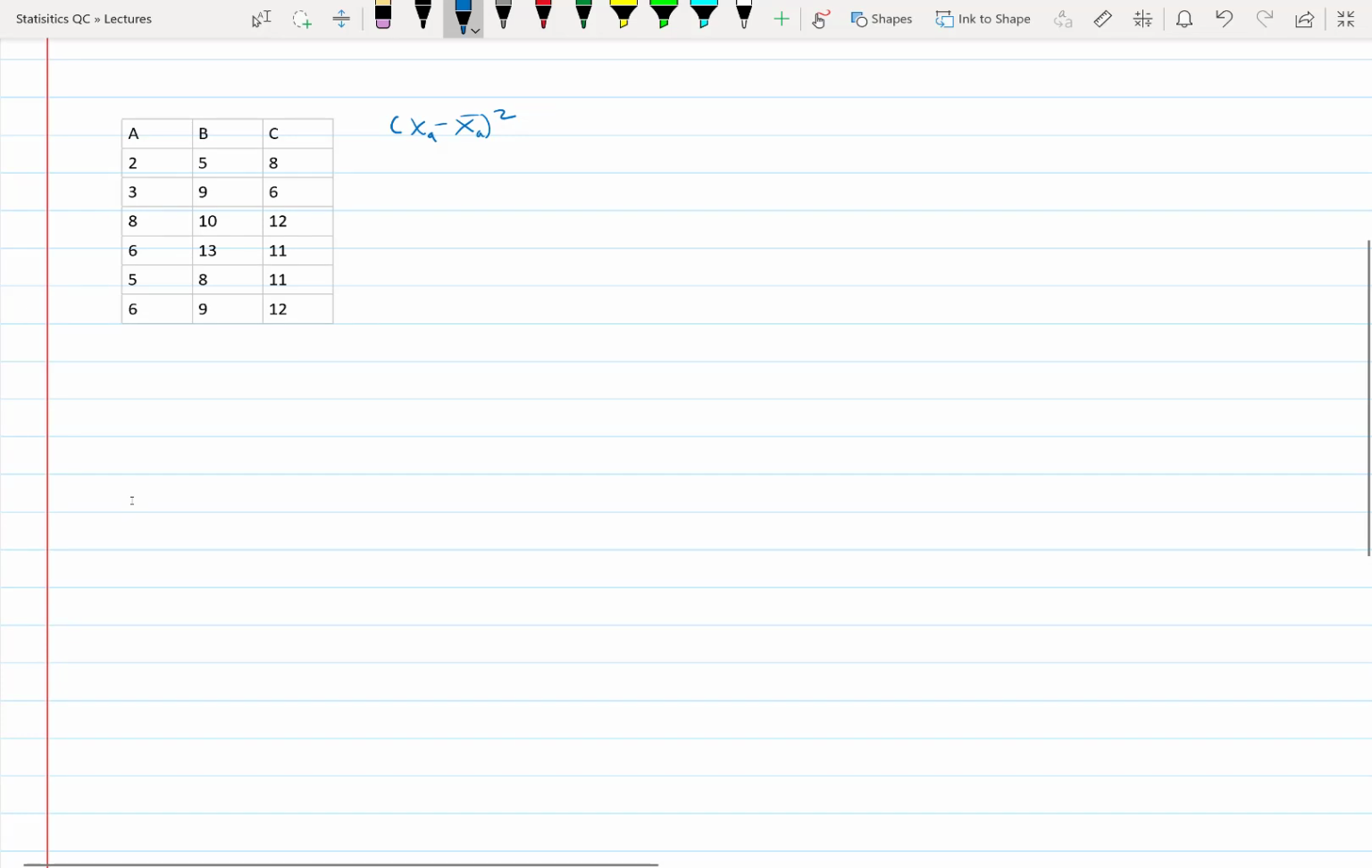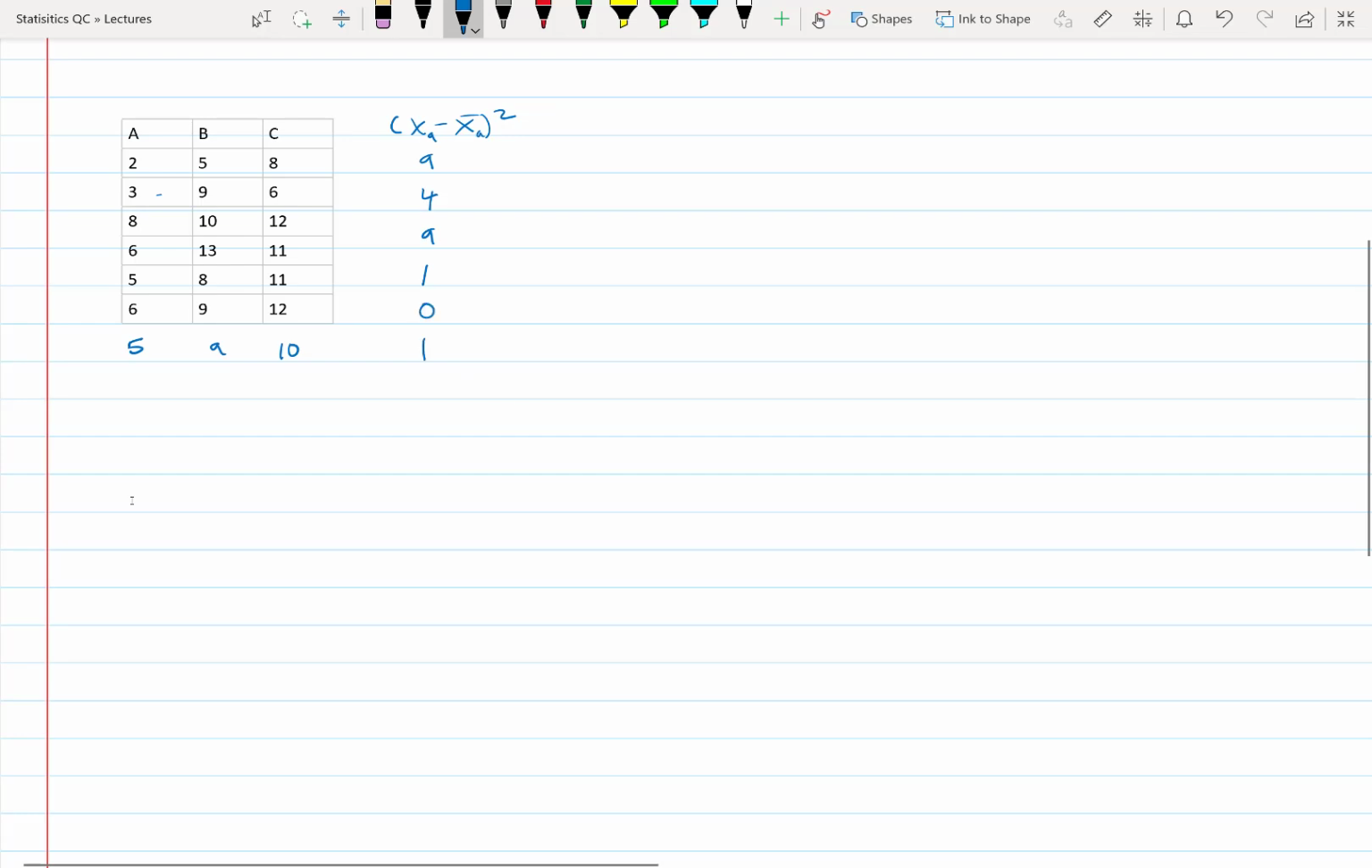I've already gone ahead and figured out these means. This one is 5, this one is 9, and this one is 10. So let's do our first sum of squares. That's going to be 2 minus 5, which is negative 3. Square that, we're going to get a 9. The next one, 3 minus 5 is negative 2. Square that, we're going to get a 4. Next one is a 6. Next one is an 8. 8 minus 5 is 3. Square that, we're going to get a 9. And then I'll just fill the rest of these in. A 1, a 0, and a 1.